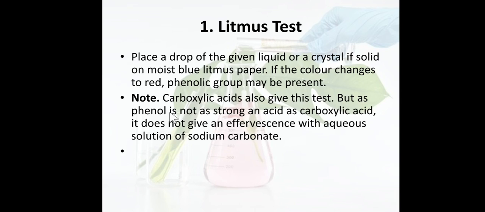Any chemistry student from 11th standard can perform this test. We just need to take a single drop of any liquid and put it on the moist blue litmus paper. If that paper turns red, we can say there is a presence of phenolic group in the natural product, or that it contains phenolic.